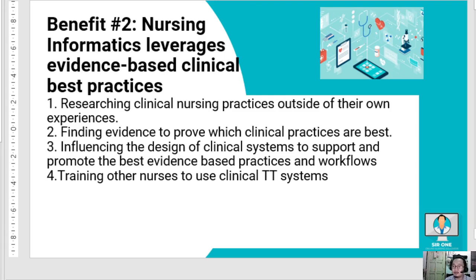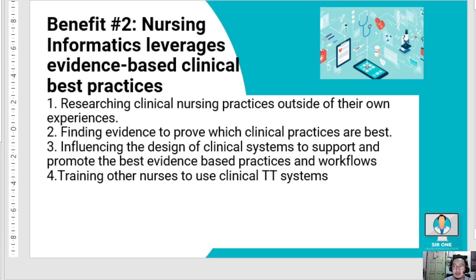Then fourth, training other nurses to use clinical technology systems or information technology systems. That is very important also. Most clinicians want to apply their knowledge and experience to improve patient care. That's one of the main goals of nursing informatics application in a clinical setting. It is believed that it will improve patient care, and the nurse informaticist takes it a few steps further by doing these four roles.